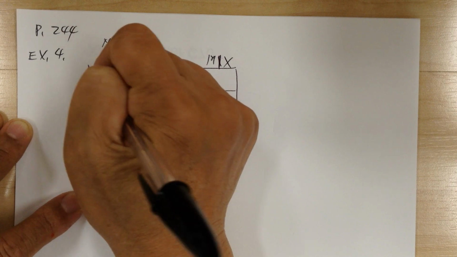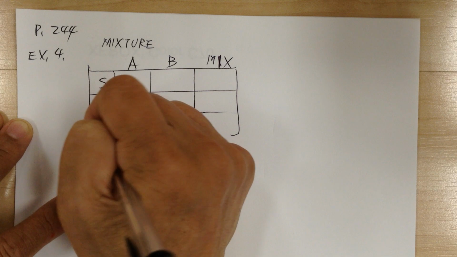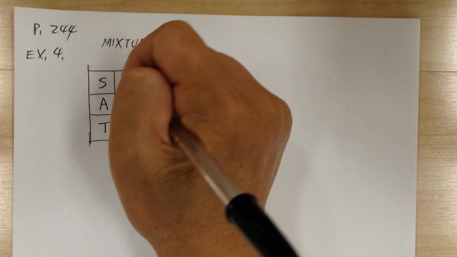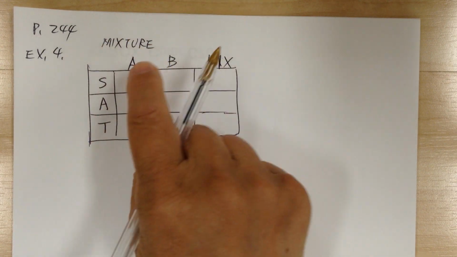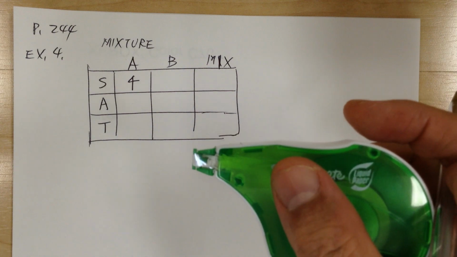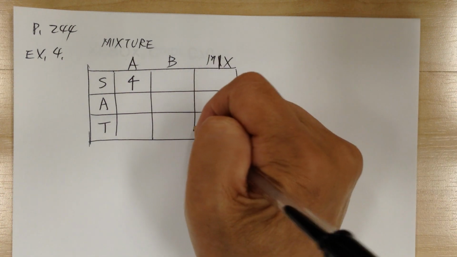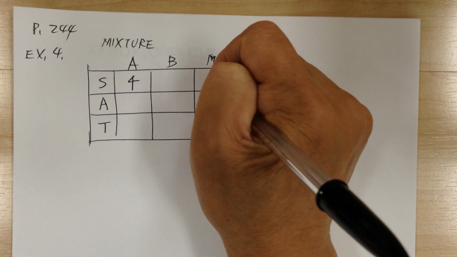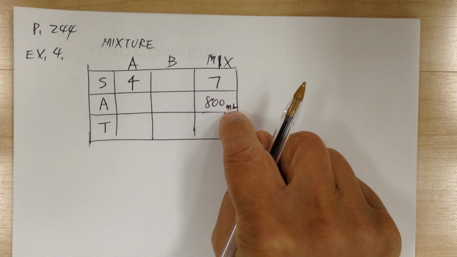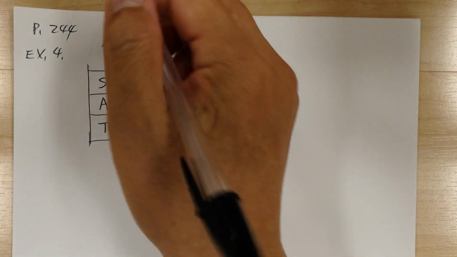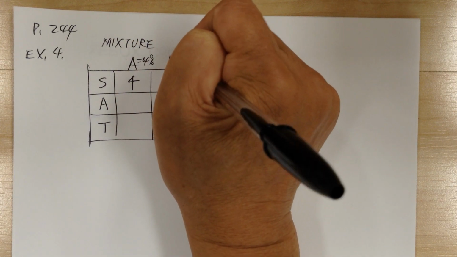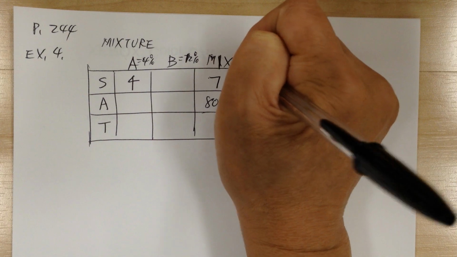And this is the strength of the solution, this is the amount, and this is the total. For solution A, the strength is 4%. Oh wait, a nurse wishes to obtain 800. So the mixture is 7% and its amount is 800 milliliters. I'm going to put a little symbol over here. So this is A equal to 4% and B equal to 12%, and mixture equal to 7%.